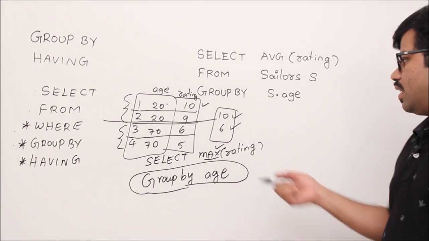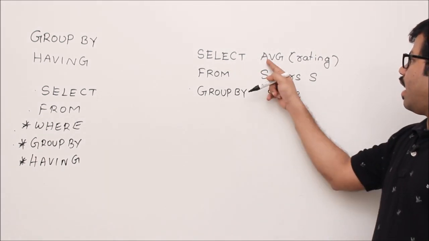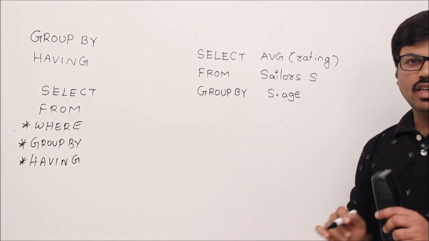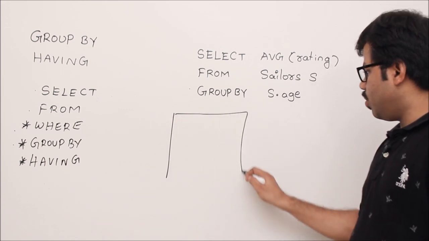Okay, we'll see that. Now we'll see one example query so that you can understand it. Example: select average rating from sailors x group by x.age. If you write this query, what happens? I will show with one numerical example. This is your table.